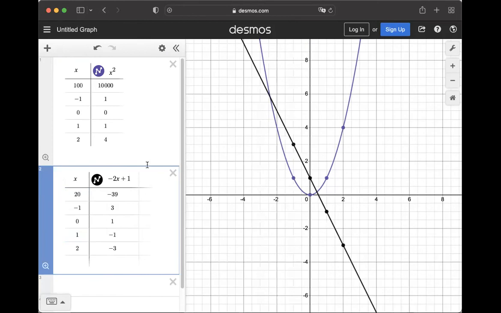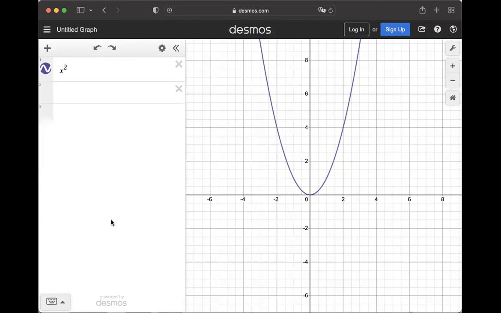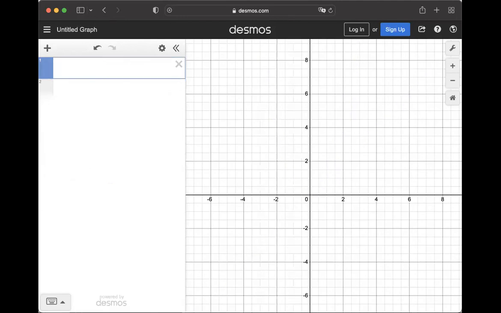It is hard to go back. You kind of just have to go like this to get back to the actual graph, as far as I know. Yeah. All right. So there is y equals x squared, or just x squared on Desmos. It matches what we found, right?